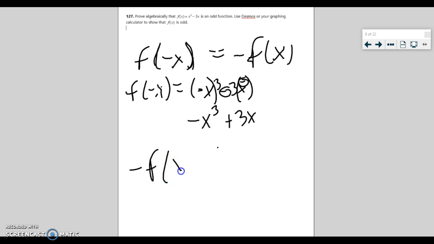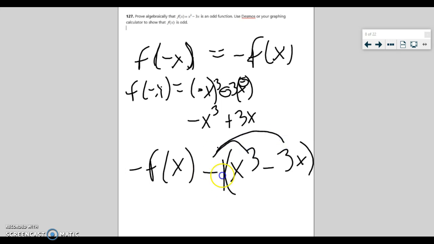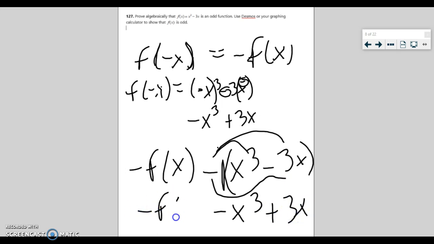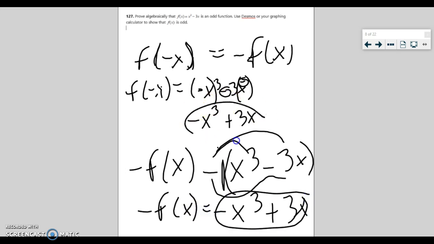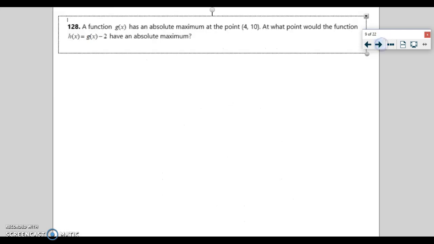Negative f of x means I take my original equation, which is x to the third minus 3x, put parentheses around it, and I make it negative on the outside. So all these things change. Just multiplication. Remember, there's a negative 1 here. So this is going to be negative x to the third. A negative and a negative is a positive. So look, my negative f of x equals that. This and this are the same. So is this odd? Yes, it's odd because f of negative x equals negative f of x. That's how you tell it's odd, okay?